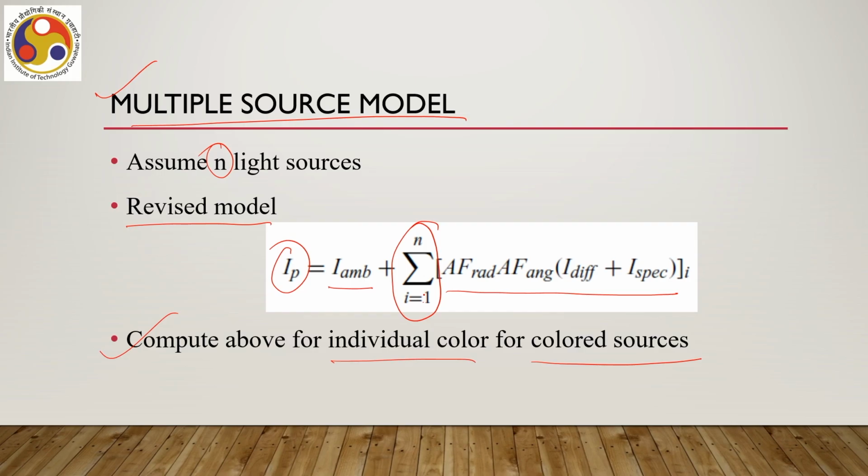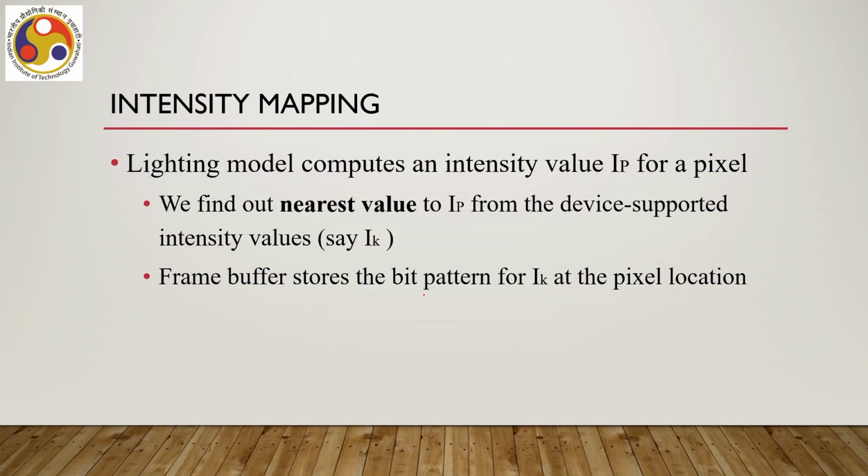In the previous case we have seen the computation involved in transformation. Now, we are seeing the computation involved in assigning colors. The other part is intensity mapping. So, the lighting model computes an intensity value for a pixel, but then that value can be anything between 0 to 1, an infinite range.